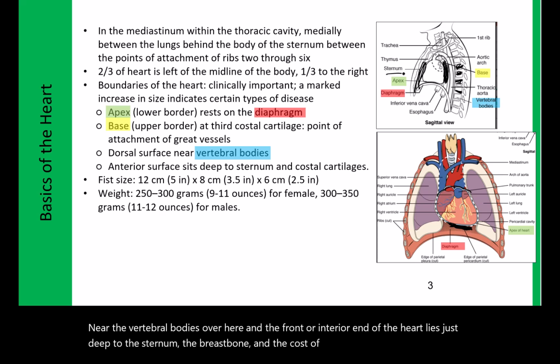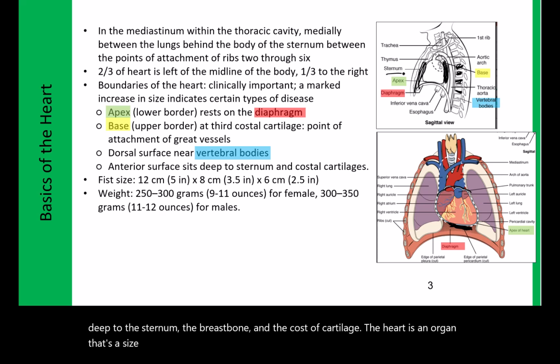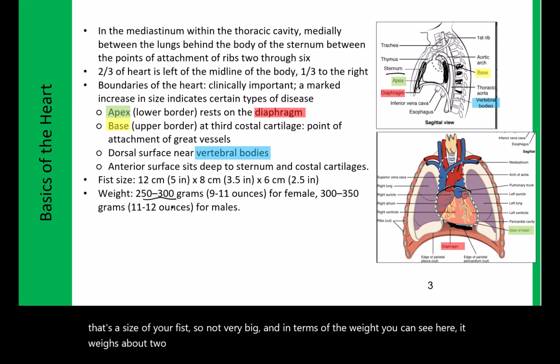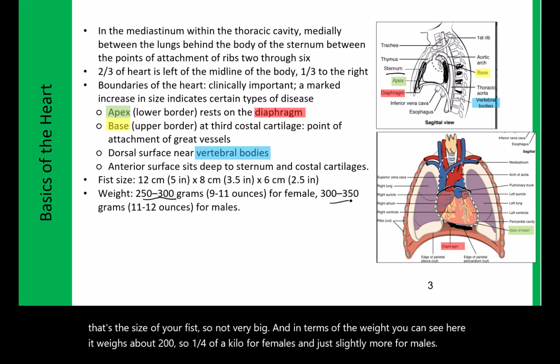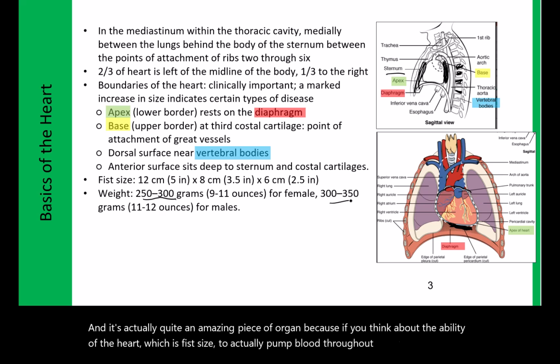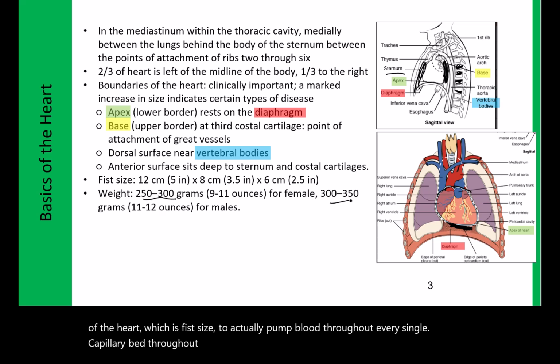The heart is an organ that's the size of your fist, so not very big. In terms of the weight, it weighs about 200, so 1/4 kilo for females, and just slightly more for males. It's actually quite an amazing organ, because if you think about the ability of the heart, which is fist-sized, to pump blood throughout every single capillary bed throughout your body, it's quite amazing that it's only the size of your fist.